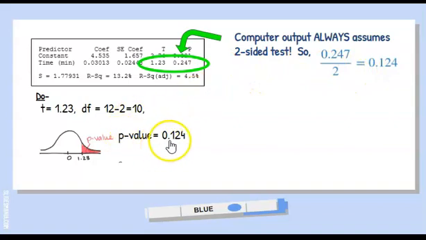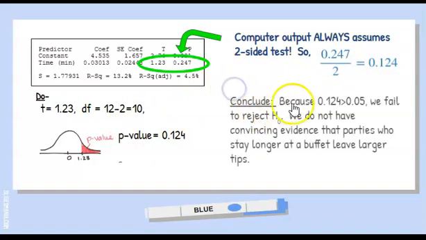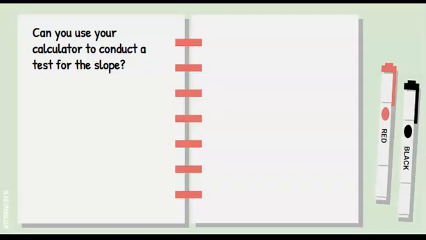Now, from here, there's my p-value, I can draw my conclusion. Because 0.124 is greater than 0.05, we fail to reject the null. We do not have convincing evidence that parties who stay longer at the buffet leave larger tips. That's all there is to it. And then lastly, can you use the calculator to find this test for slope? Of course you can, yes.